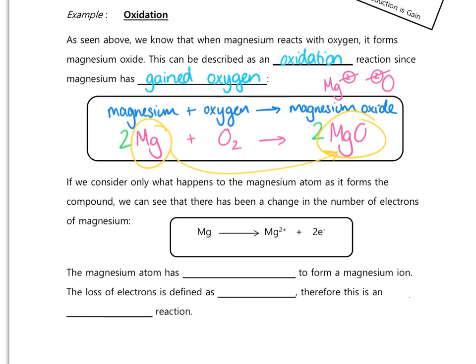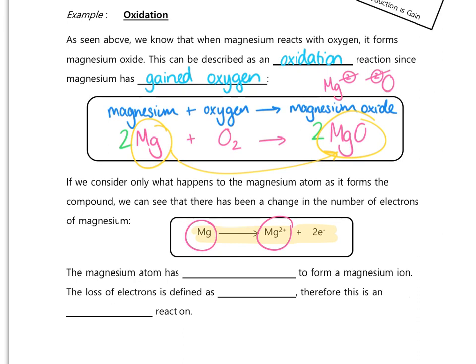So if we were to write a half equation for this reaction, it would be Mg going to Mg2+ plus 2 electrons. We'll have a look in a second about how we write half equations from a balanced symbol equation. But if we just look at the equation that has already been written for you in this box, we can see that Mg has become Mg2+. So what has happened to it? It's gone from Mg to Mg2+. What has happened to form Mg2+?